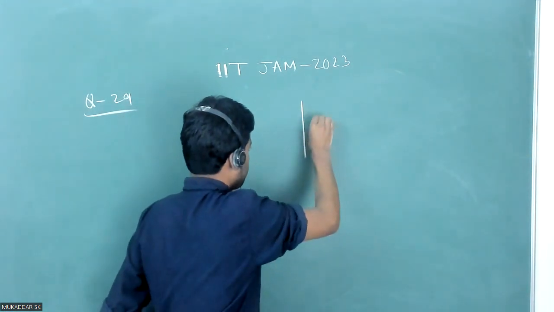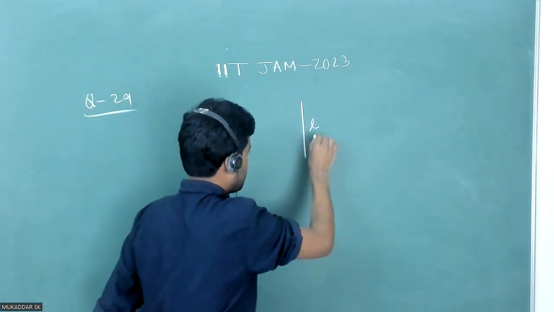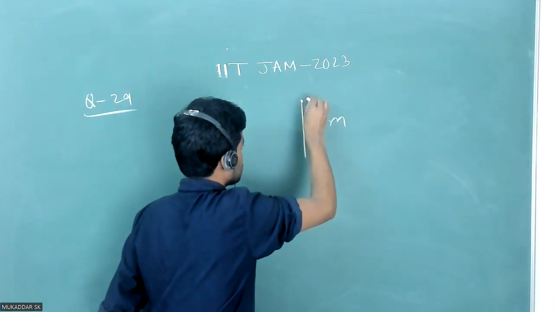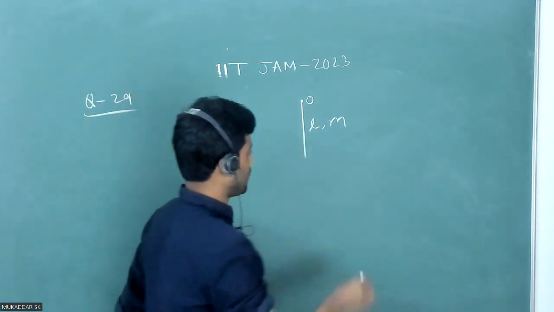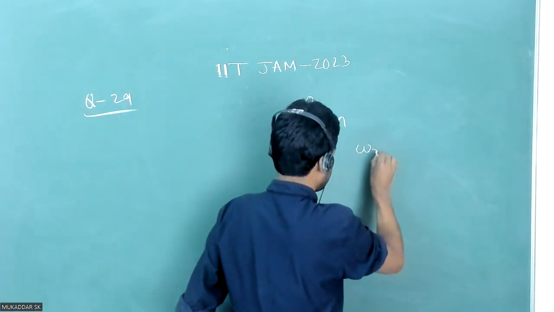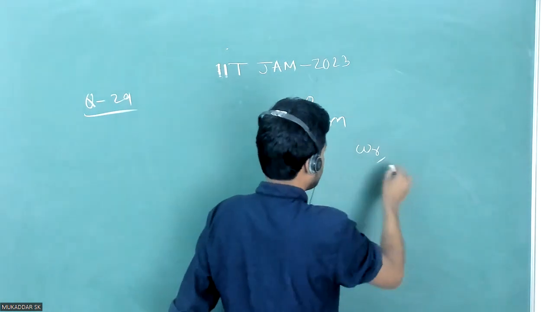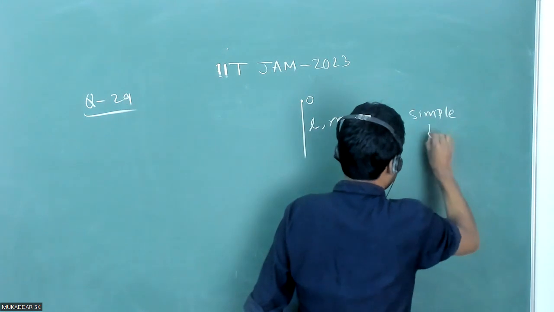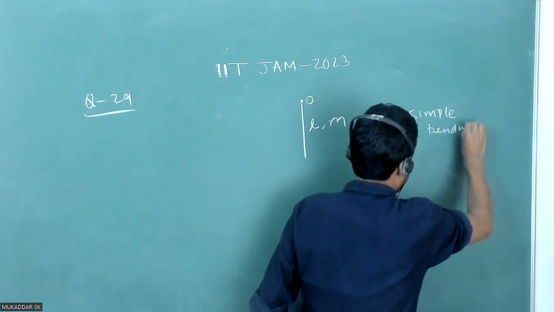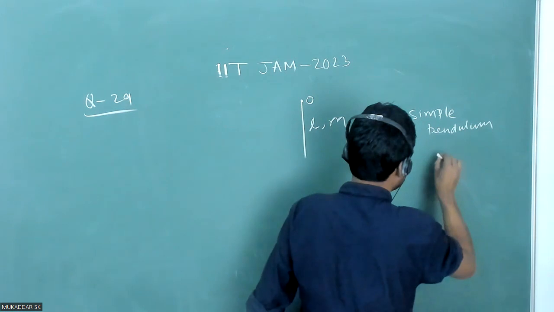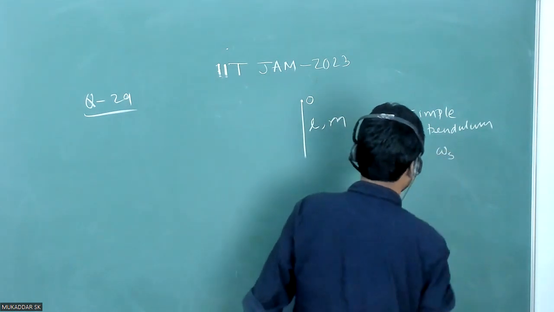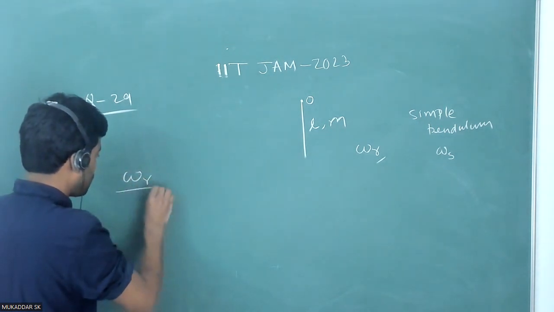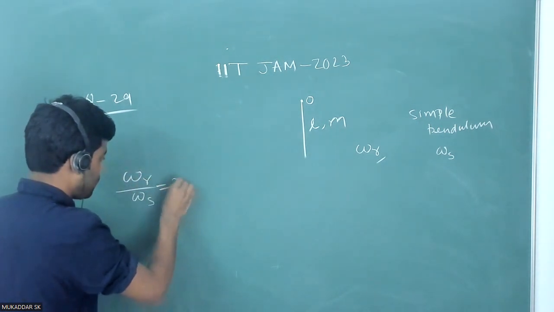of length L, mass M, pivoted at top, and its angular frequency is omega r. On the other hand, you have a simple pendulum. Its angular frequency is omega s. Okay, so you have to calculate basically omega r by omega s. That you have to calculate.